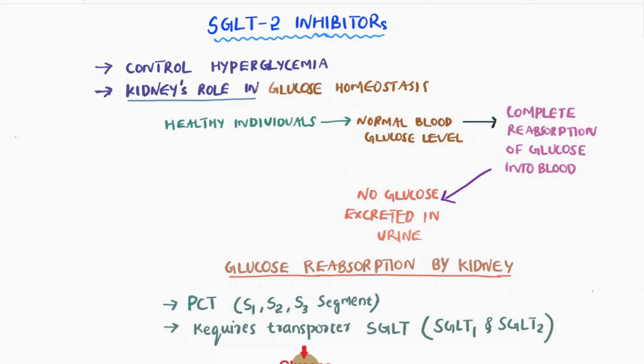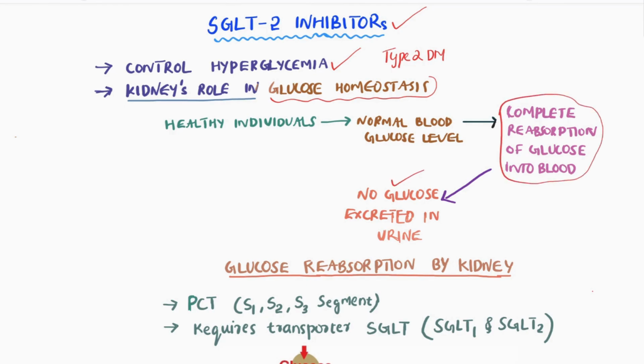In this video, we will talk about SGLT2 inhibitors, a class of drugs used to control hyperglycemia in the treatment of type 2 DM by targeting the kidney's role in glucose homeostasis. In healthy individuals, the normal blood glucose level is maintained because the kidney completely reabsorbs glucose from the filtrate back into the blood. As a result, no glucose will be excreted in the urine.